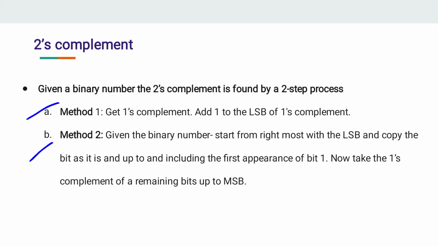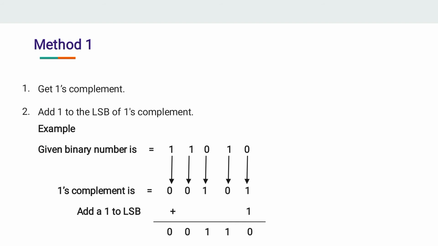In method 2, for the given binary number, start from the rightmost bit, the LSB, and copy the bits as they are up to the first appearance of the bit 1, including that one. Then we complement the remaining bits up to the MSB. So let's see method 1, then we will go for method 2. So this is method 1.